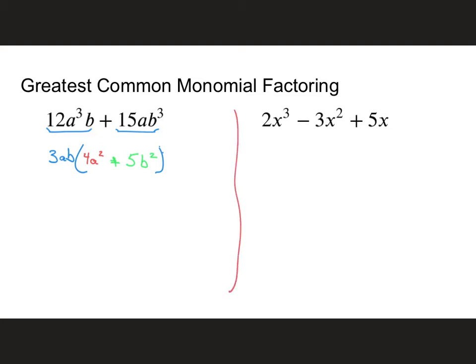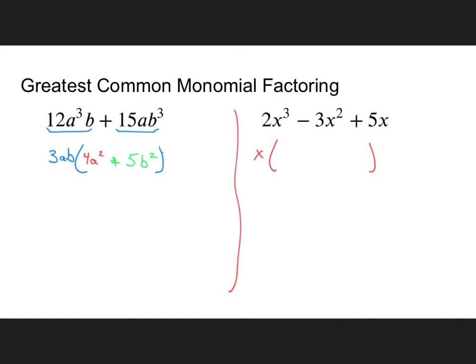Let's look at the second example. What is the biggest number that I can divide into 2, 3, and 5? Well, there isn't one, so I don't have to worry about pulling out a numerical GCF. But what about my x terms? I have x to the third, x squared, and x. What's my biggest number of x's that I can pull out? I can pull out 1x. So 1x can be pulled out. What am I left with?